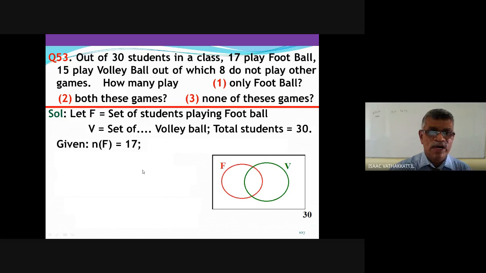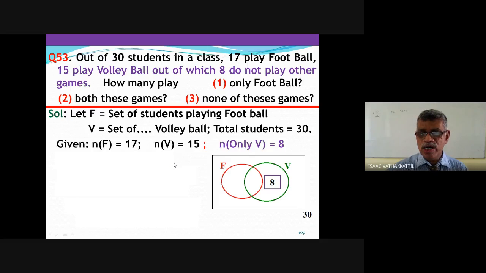Now, what is given? Number of F is 17. Number of V, those students playing volleyball, is 15. Number of only V is 8. See, I mark the number 8 in only V. The number of students playing V only, I mark 8. Number of F intersection V, that means how many play both? 17 play football, 15 play volleyball, out of which 8 do not play other games.